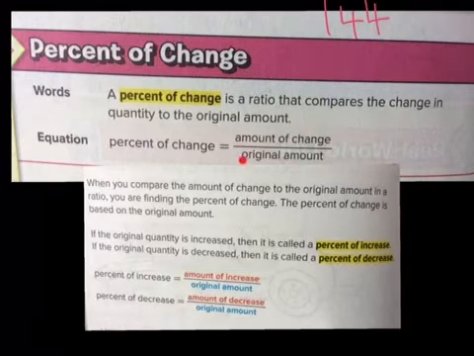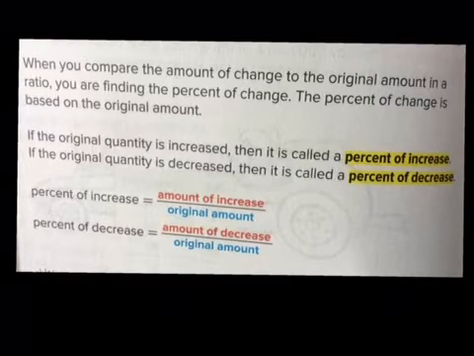And to figure out the percent, this will give you a decimal, you take the amount of change, how much it changed by, 5, remember, and then we divide it by the original amount, which is 5, so it will be 1, and 1 whole is 100%. Okay, let's see. Percent of change can also be used to show increase or show decrease. When you compare the amount of change to the original amount in a ratio, you are finding the percent of change. The percent of change is based on the original amount. How much did it change from the original amount?